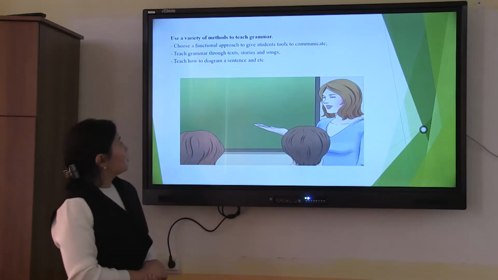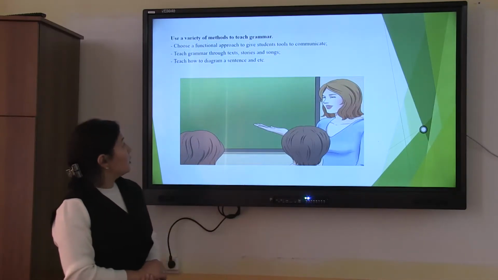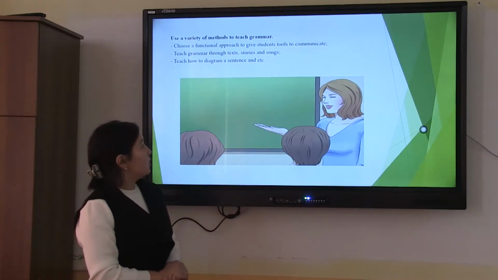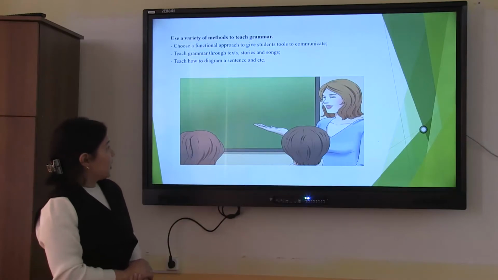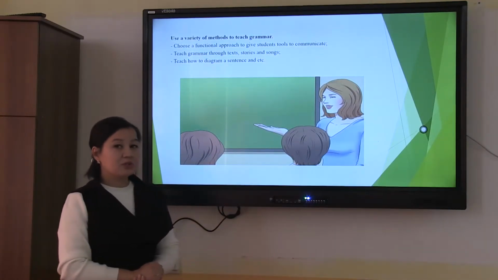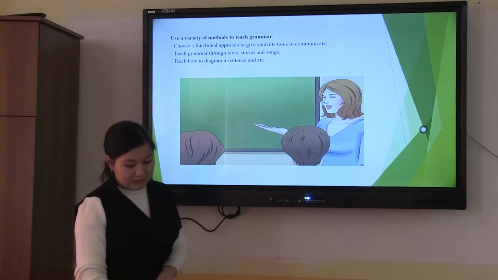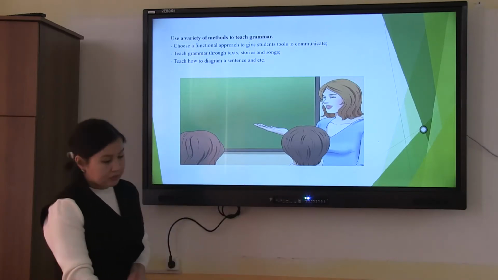If we speak about auditory learners, they prefer learning grammar through texts, stories, and songs. And if we speak about diagramming a sentence, here we can identify the subject, the verb, and other items of the sentence. And in this case, we have to teach grammar in a proper way.